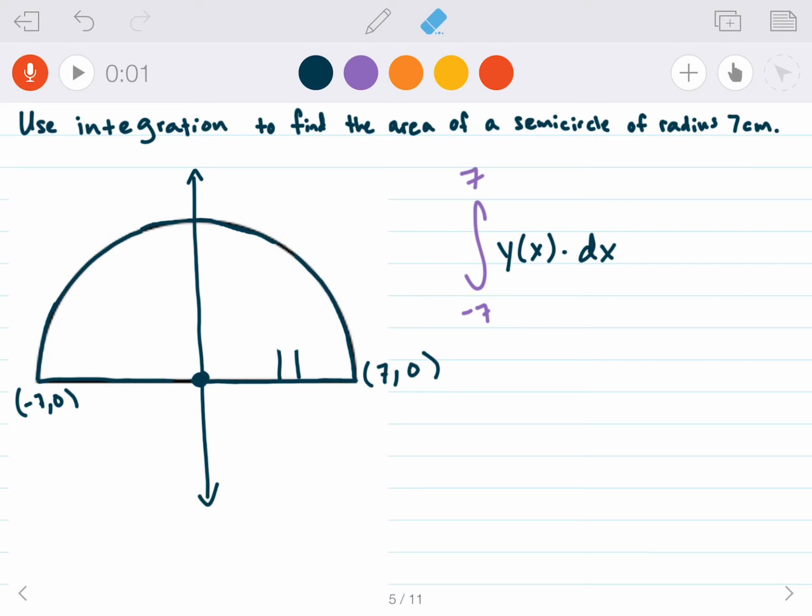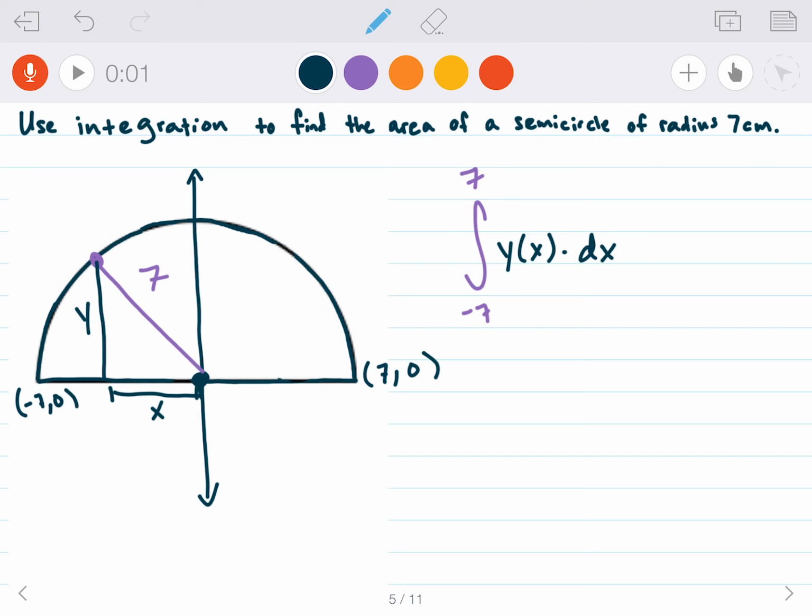Well, we can use a little trick. What I'm going to do is draw out a radius all the way to here. So this is a radius, and we're told in the problem that the radius is 7. Perfect. Then we can drop down a height, a y value. That's going to be our y value, and this distance right here is going to be x.